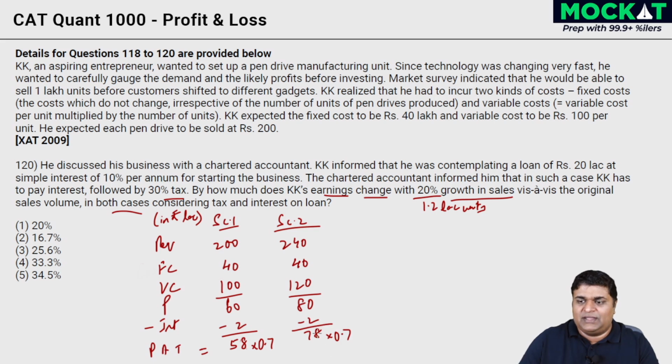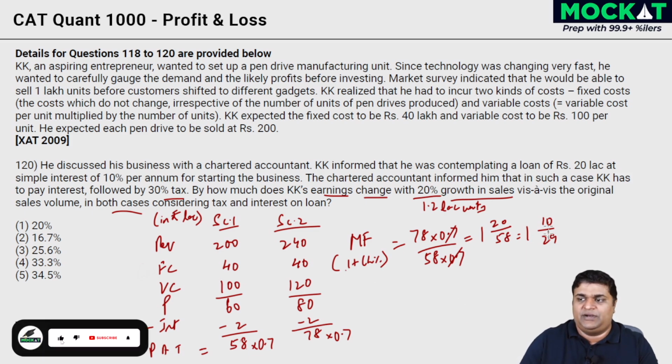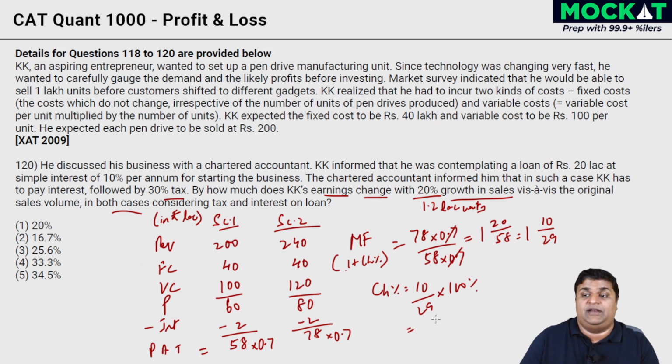What am I going to get if I do 78 into 0.7 divided by 58 into 0.7? That's my multiplication factor. The multiplication factor, which is nothing but 1 plus change percent, is going to be what? 78 into 0.7 over 58 into 0.7. Just refer to the percentage lesson if you aren't familiar with this. Cancel the 0.7 over here. 78 by 58 is nothing but 39 by 29. 1 plus change percent is 39 by 29. The 1 you get rid of. The change percent is nothing but 10 by 29, into 100%, which you can multiply at any point.